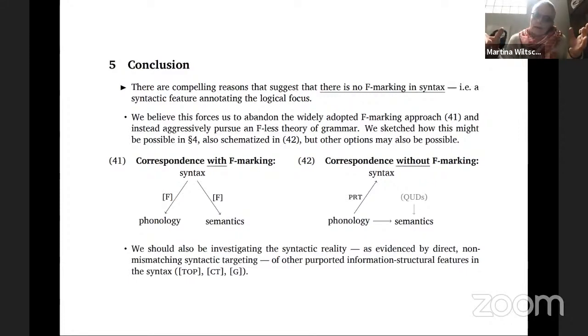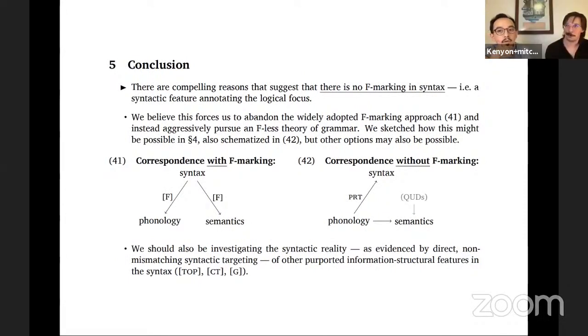So another way to ask this question is, couldn't it be possible that UG allows for both types, like a modifying what used to be an F feature type and a particle type, which is the head type? And what would you expect? How would languages differ? How would you diagnose that?